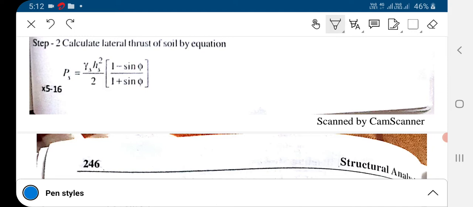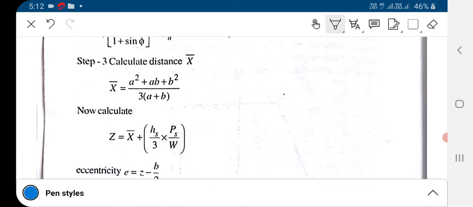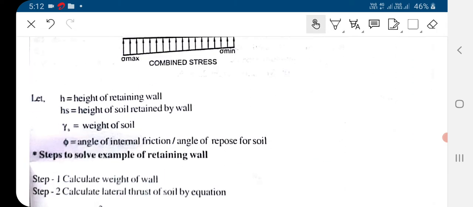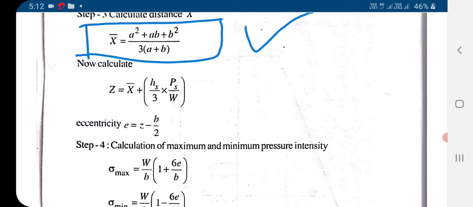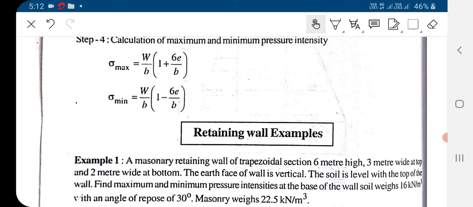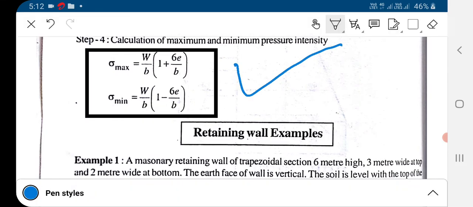Okay, so let's move next. Whatever we have done, there is a wall, a trapezoidal wall. How to find the CG, that we have already seen in the dam. Then how to find this Z, that we have already seen in the dam. Then how to compute this sigma maximum and sigma minimum, that we have already seen in the dam. So the same thing that we have done in the dam, we have to do in the retaining wall also.